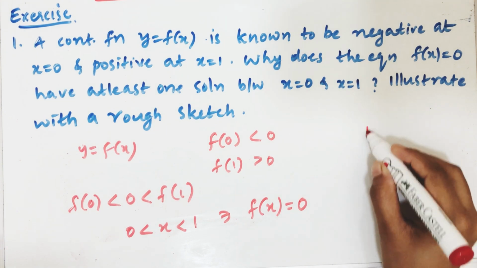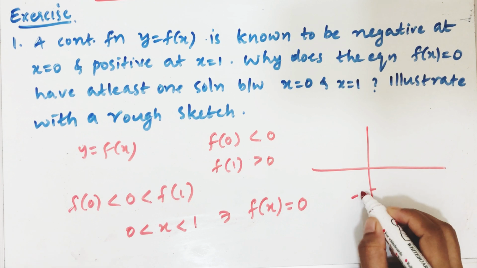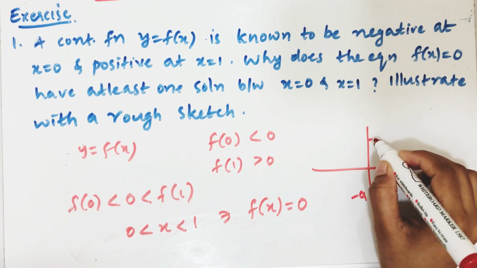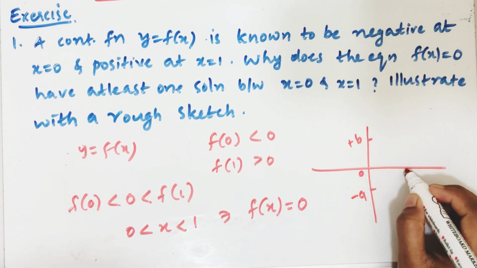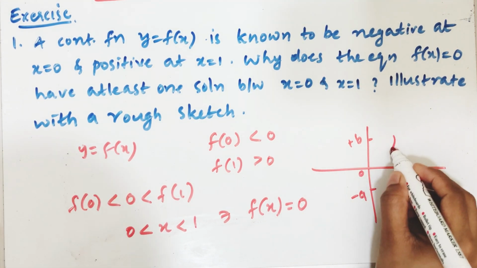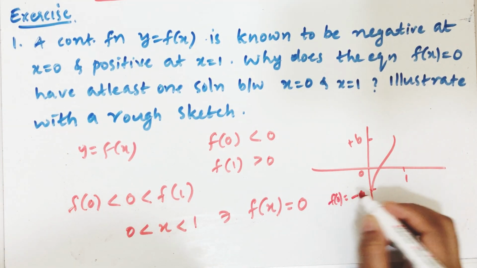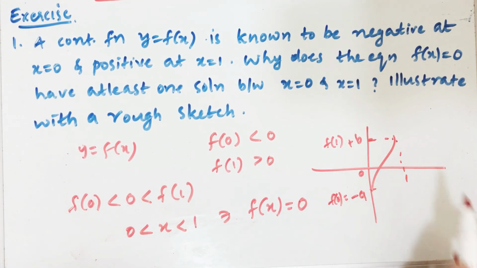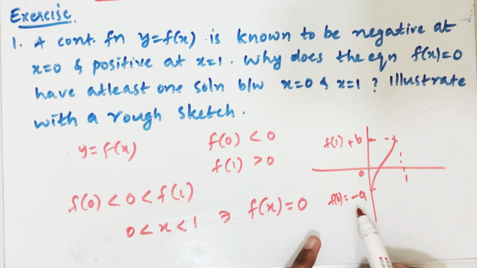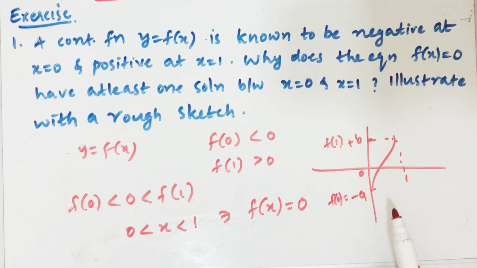We can make a rough sketch. A negative value, say minus a, positive value, say plus b. And 0, 1. We can draw this. This is f of 0, negative, and this is f of 1, positive. Therefore by the intermediate value theorem it takes all the values in between f of 0 and f of 1. 0 lies between f of 0 and f of 1. Simple.